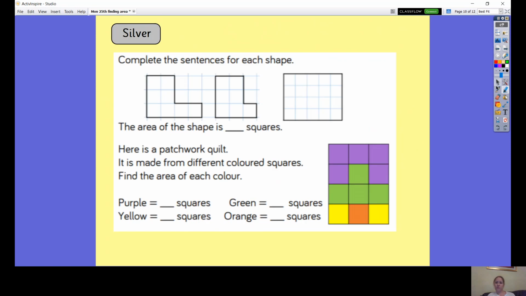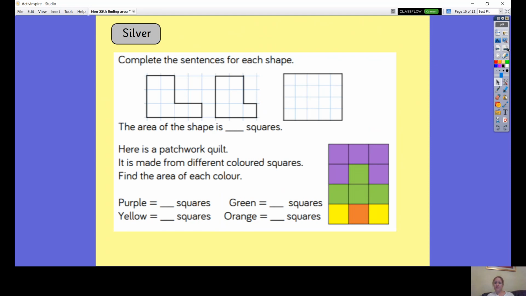So moving on. For your silver task today, you have to complete the number sentences for each shape. So the area of the shape is however many squares. It doesn't say centimetre squares, it just says however many squares, so you can just count those. Then, for each of them, obviously, here is a patchwork quilt. It is made from different coloured squares. Find the area of each colour. So you're looking at what's the area of the purple squares, what's the area of the yellow squares, the green and the orange. So you can pause it here and have a go at silver, and I will move on to gold in just a second.